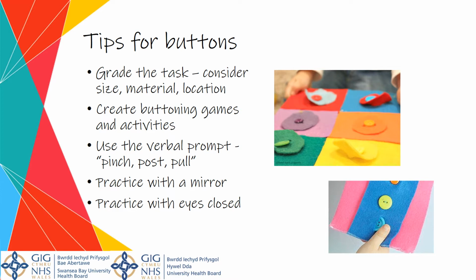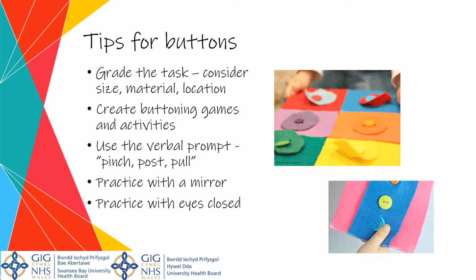Games can be created which involve practicing buttoning and unbuttoning. You can sew buttons onto t-shirts and gloves and get children to button or unbutton small shapes of fabric. You can create a caterpillar from padded squares of fabric connected by a thick piece of elastic with a large button at each end. Repeating verbal prompts such as pinch, post, pull will help a child to remember the steps involved in the task. The top button can be practiced using a mirror so that the child can see what they're doing.